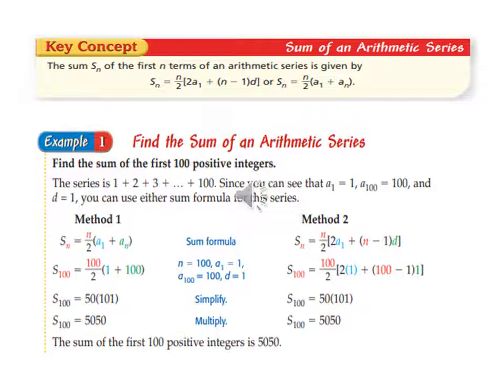This is an easy example like the first example, example number 1, and this is a direct substitution and a direct application of the 2 formulas or 2 mathematical rules about the sum of the arithmetic series.